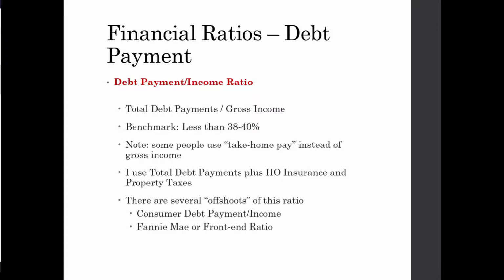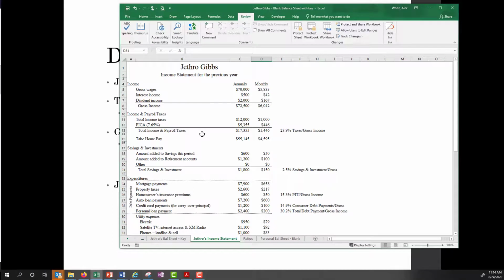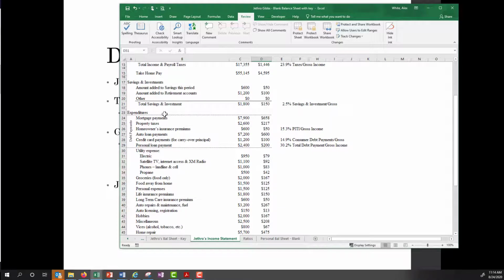The reason I do this, for a lot of people, these 2 items are already lumped into their loan payment when they make their monthly payment. So for this ratio, we're taking our total debt payments, our total loan payments, which is principal and interest, and we're going to divide that by your gross income. For Jethro, let's look at his income statement to figure out what his total debt payments are. And as we look at his income statement, again, we're not dealing with the top 3 sections, we're dealing with the expenditures. And in this section right here that I'm highlighting, these are his total monthly loan payments. This has the mortgage payment on his house, including the property taxes and the homeowner's insurance.